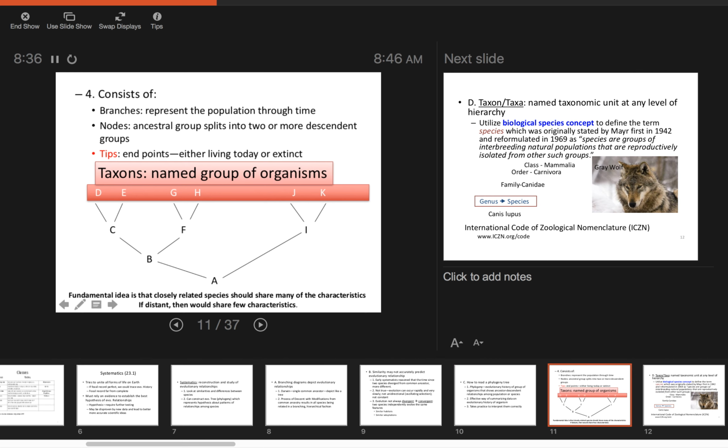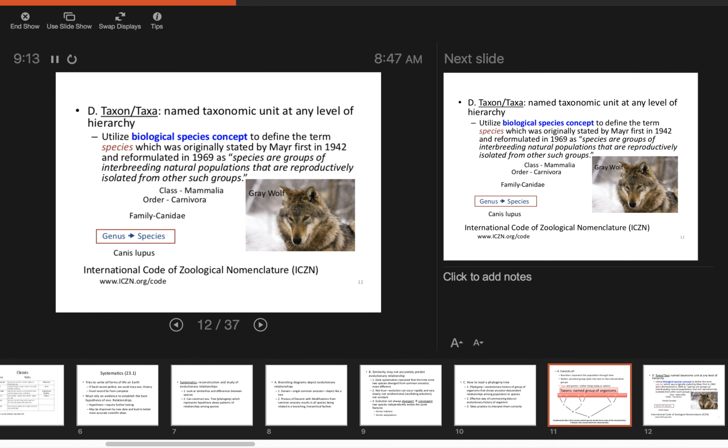Okay. So it does consist of branches, which is pretty self-explanatory. Nodes, where they branch off. And then tips. The tips can be either living or extinct, but they're most commonly recent species. So A split off to B and I, B split off to C and F. These are the species. So the fundamental idea is that closely related species should share some of the same characteristics. So like J and K split off from I. These 2 are more similar to each other than to D and E, because they're further away from them.